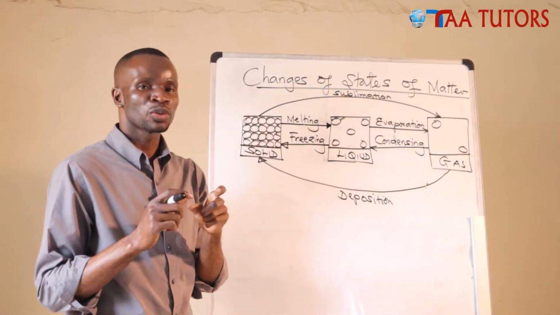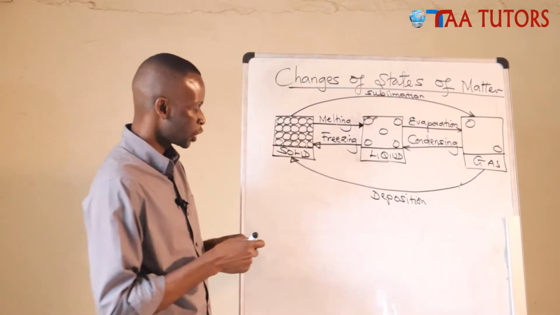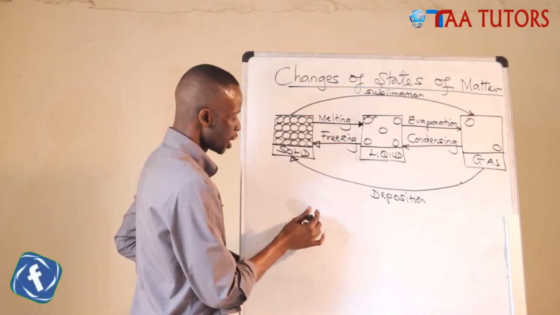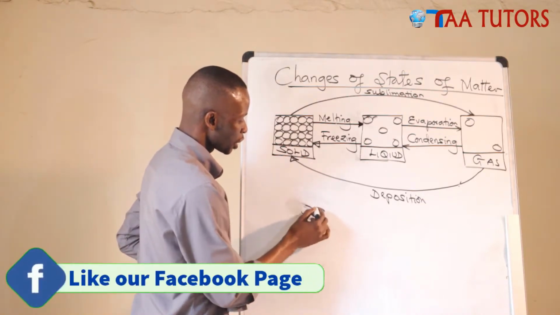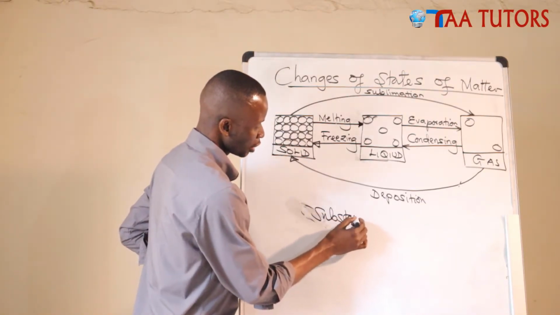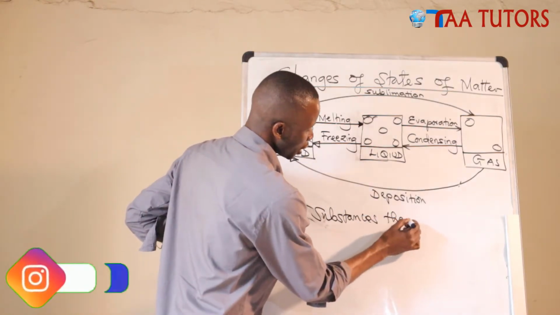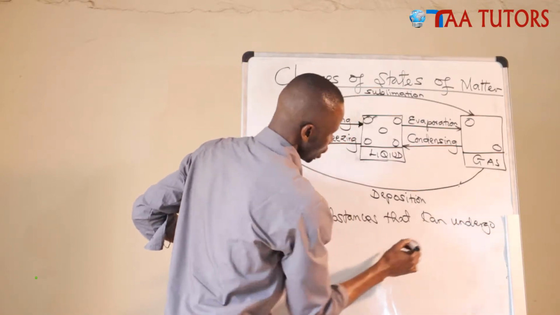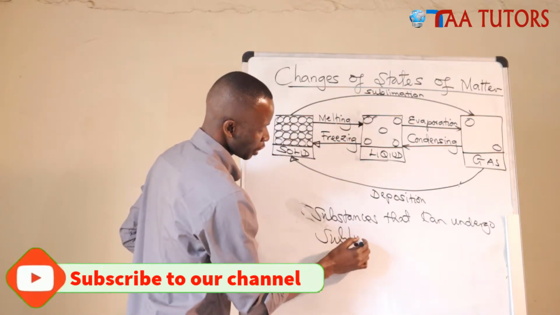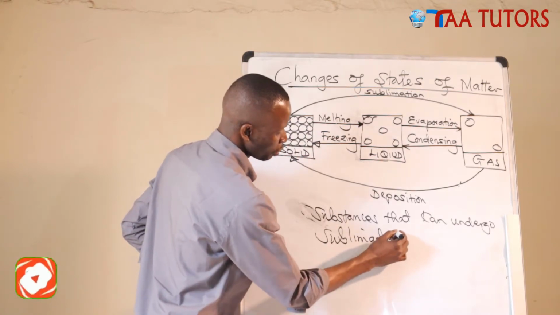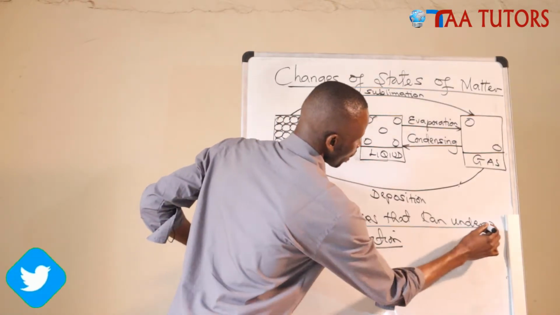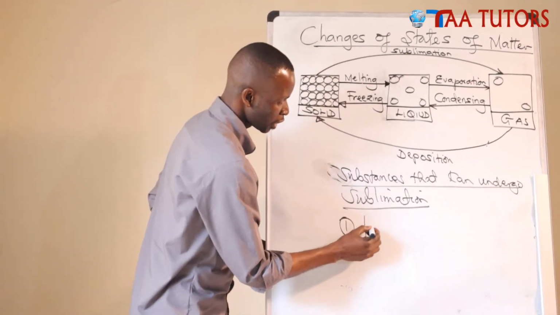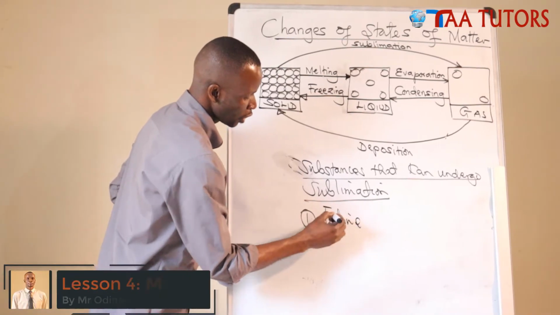And it's very important for us to know which substances can undergo sublimation. And I will mention them. There are a number of these substances, but it's up to you to know which ones you need for the purposes of preparing for your examination. Number one of these substances is iodine. This is a very common substance that undergoes sublimation.